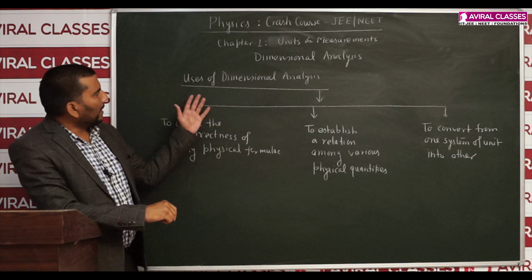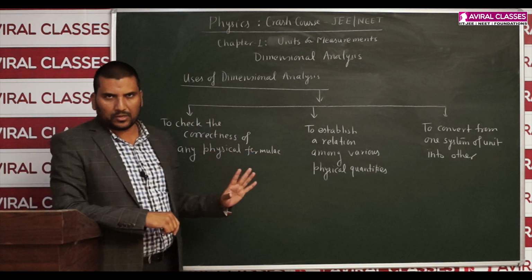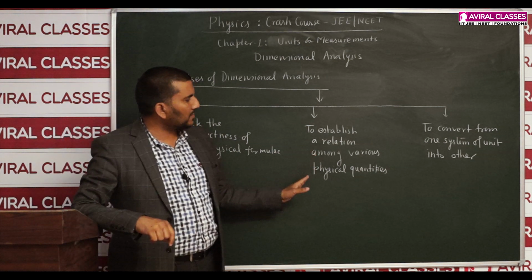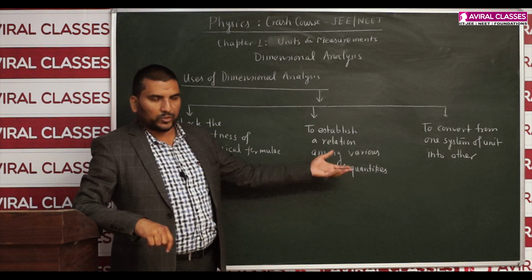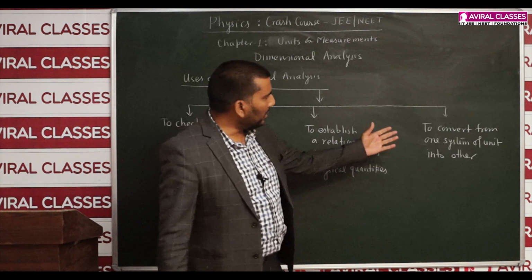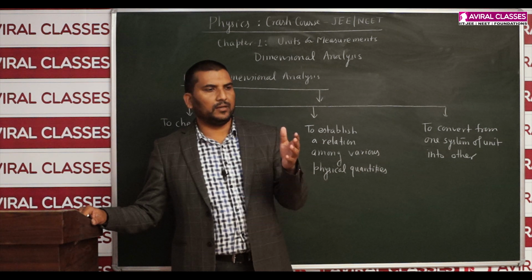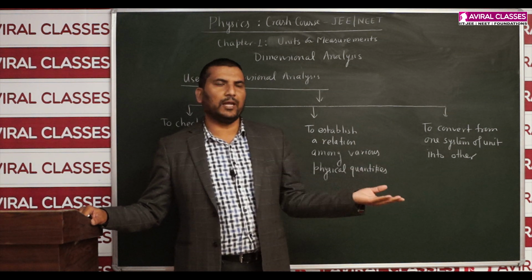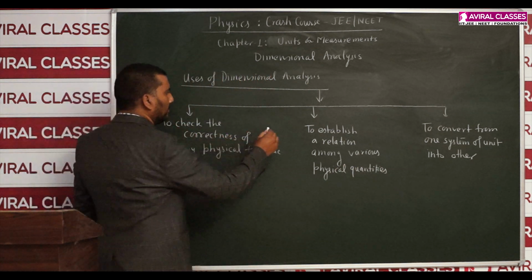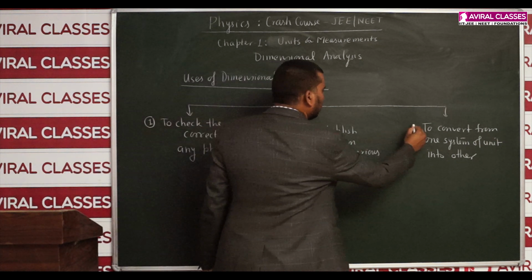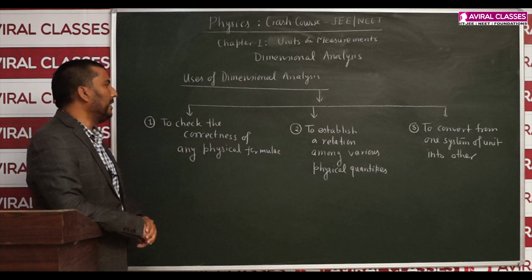These are the uses of dimensional analysis: to check the correctness of any formula, whether it is correct or wrong; to establish a relation among various physical quantities, like time period depends on length and g, so you can establish a relation between them; to convert from one system, like if any physical quantity has some value in any unit, then what will be its value in the next unit. So we'll go one by one. I'll explain a few on this board only, and then later on we'll go in detail.